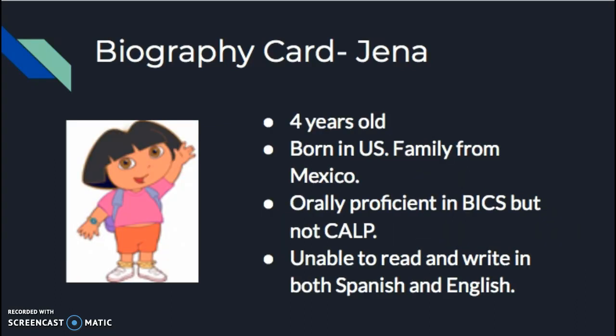Sophia has had no formal schooling. The only learning she has had academically has been through her parents and older sister. She is orally proficient in BICS, but not CALP. She is unable to read and write in both Spanish and English. Her dad speaks Spanish only, while her mom speaks both Spanish as her first language and English as her second language. Sophia processes information slowly and watches peers as models to figure out how to do the task.